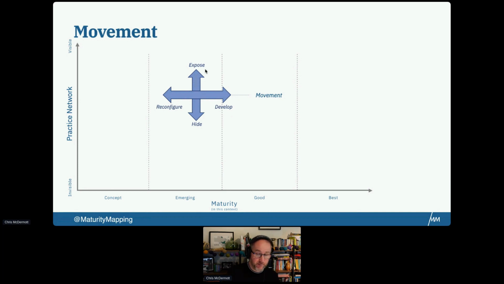We have expose, the idea that we have a practice that we want to take towards the customer so they have more awareness of it. We can get more interaction with our customers in the practicing of this practice. A simple example here is, imagine doing user research without letting the people you're researching know you're researching them, without them engaging and being part of the research, without them contributing to the research. You then might want to move that practice further up on the map, make it more visible to them.